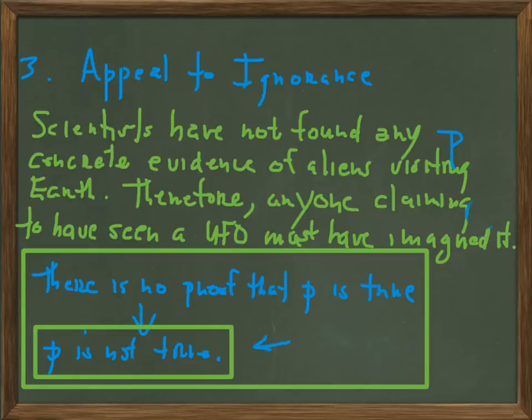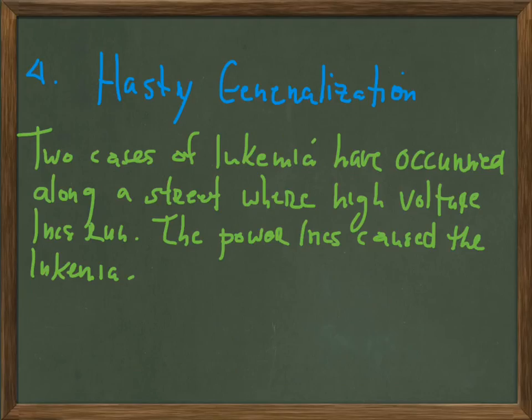And now let's look at the fourth and final type that we're going to look at on this video. This fourth type is called a hasty generalization. Let's read the argument. Two cases of leukemia have occurred along a street where high voltage lines run. The power lines cause the leukemia.